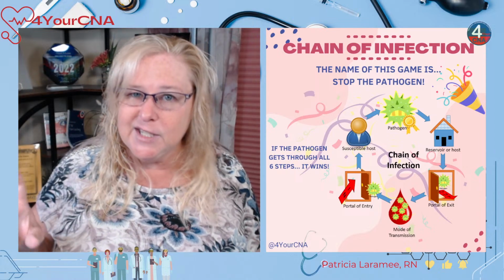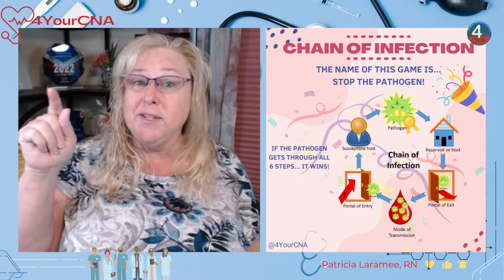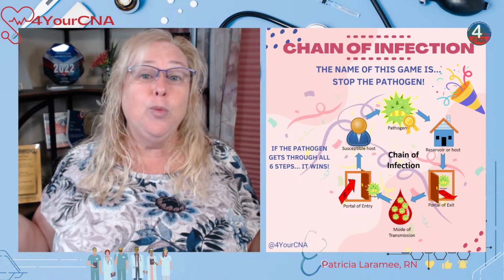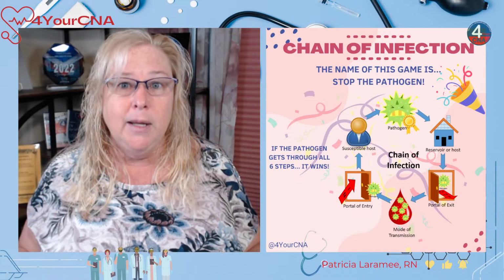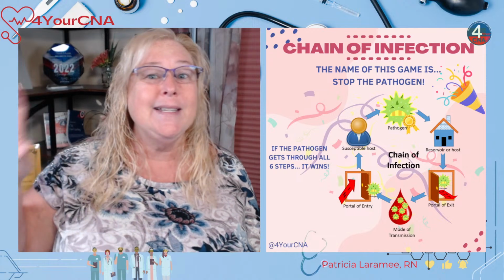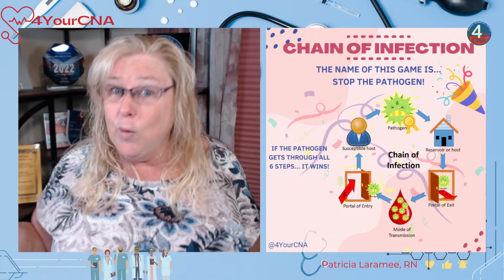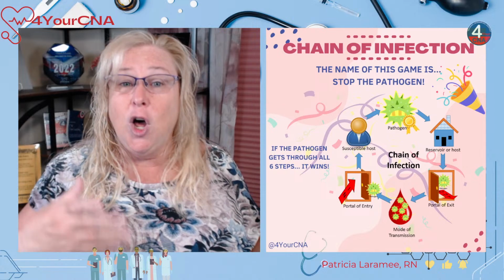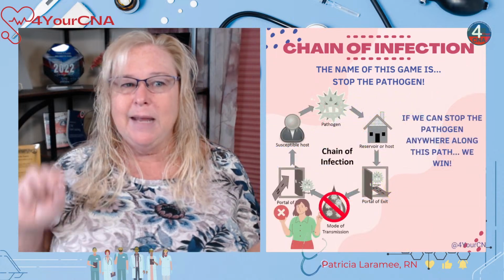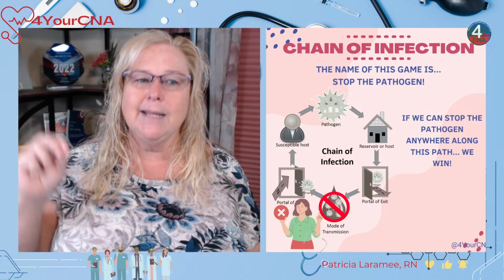Now, there's 6 steps to this game, and we're going to go through all 6 steps. But remember, if the pathogen is able to complete all 6 steps, it wins. If we can stop it, we win. That's really what infection control is all about. It's a game. It's us versus the pathogen. If the pathogen gets 6 steps, they win. If we can stop it anywhere in that process, we win. So we actually have a much better chance of winning because the pathogen has to complete all 6 steps. All we have to do is interrupt 1 to win. So remember that the name of the game is to make sure the pathogen doesn't complete all 6 steps.